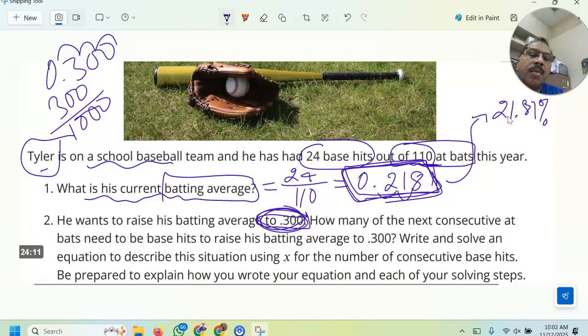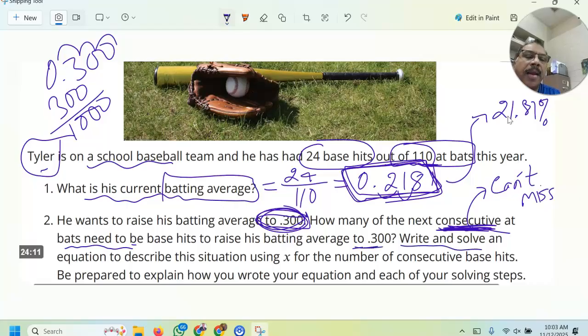So how many times consecutively? Consecutive means continuously. When he goes to bat, he wants to have hits one after another. It means he can't miss. So can you just write here: can't miss anything. Consecutive means one after another. So when he goes to bat, one after another, how many times? Write and solve an equation to describe this situation.